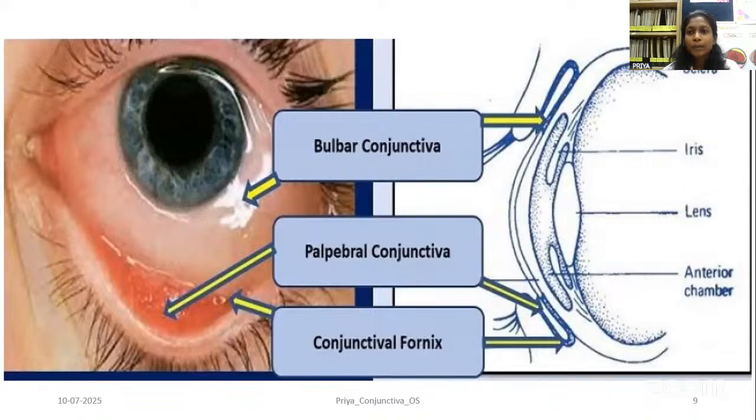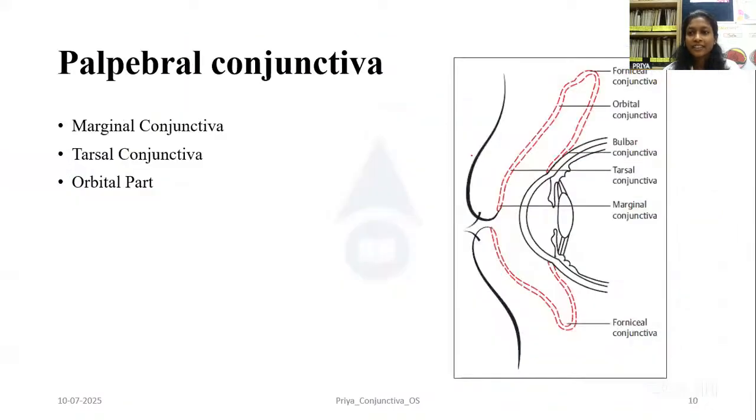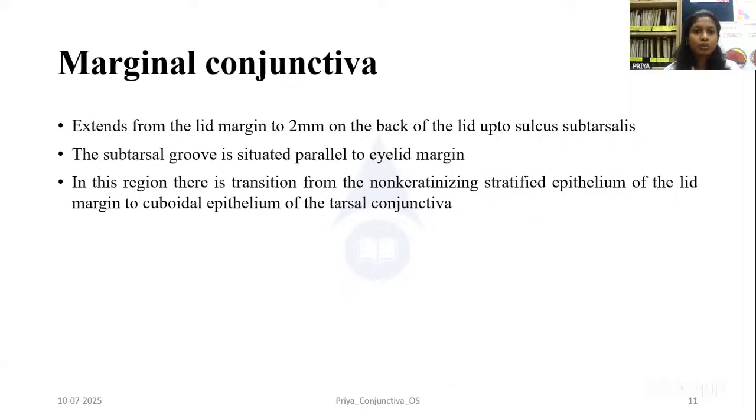Palpebral conjunctiva. Palpebral conjunctiva lines the inner surface of the eyelid. It is subdivided into three parts: marginal, tarsal, and orbital, each with different histological features. Marginal conjunctiva extends from the lid margin to 2 mm on the back of the eyelid up to the sulcus subtarsalis. The subtarsal groove is situated parallel to the eyelid margin. In this region, there is a transition from the non-keratinizing epithelium of the lid margin to the cuboidal epithelium of the tarsal conjunctiva.